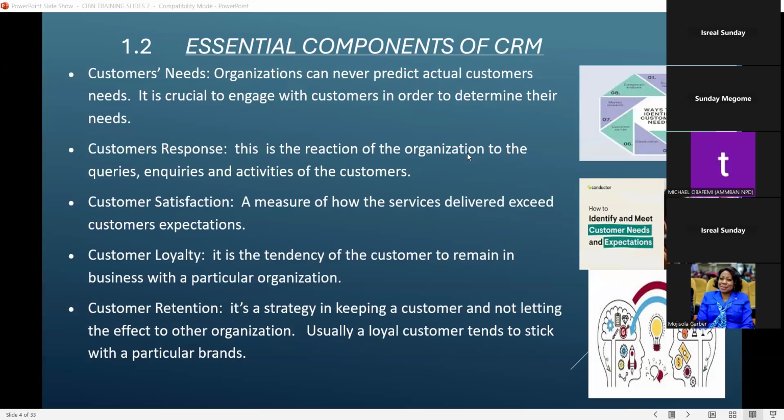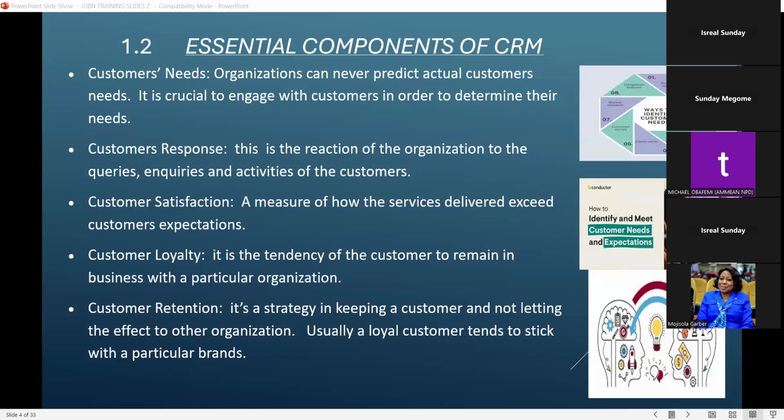So another part is customer retention. A customer can be loyal, but you might find it difficult to retain the customer. What's the difference? It's a strategy in keeping a customer and not letting the effect of other organizations take them. Usually a loyal customer tends to stick with a particular brand. When a customer is loyal, you see that the person is always sticking to your brand.